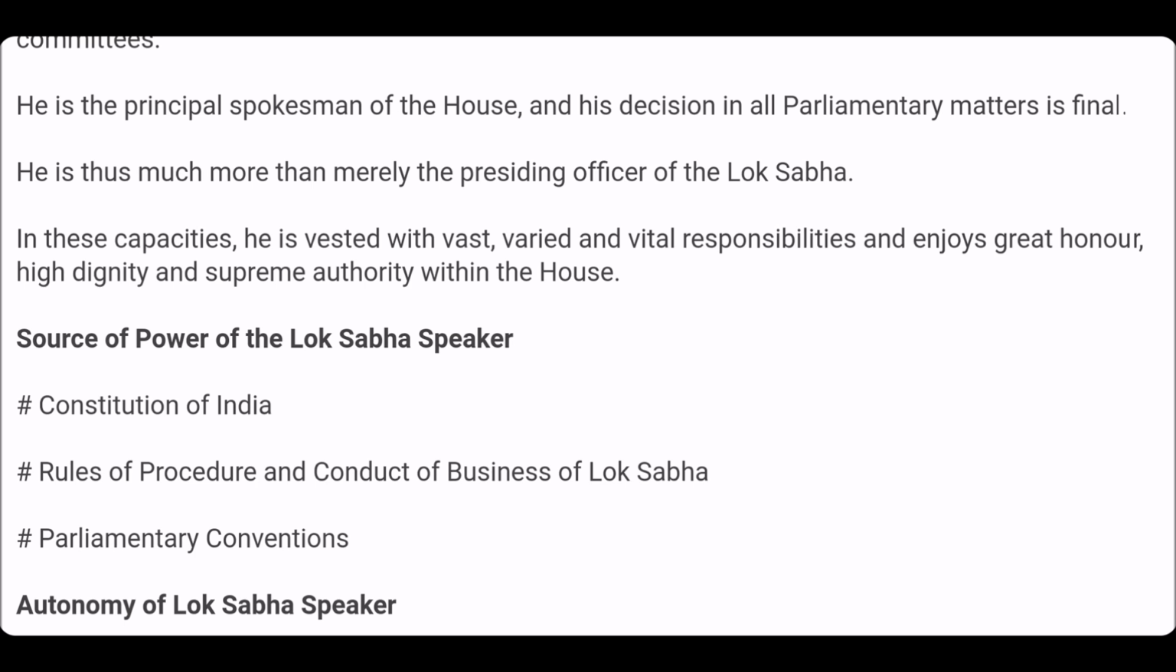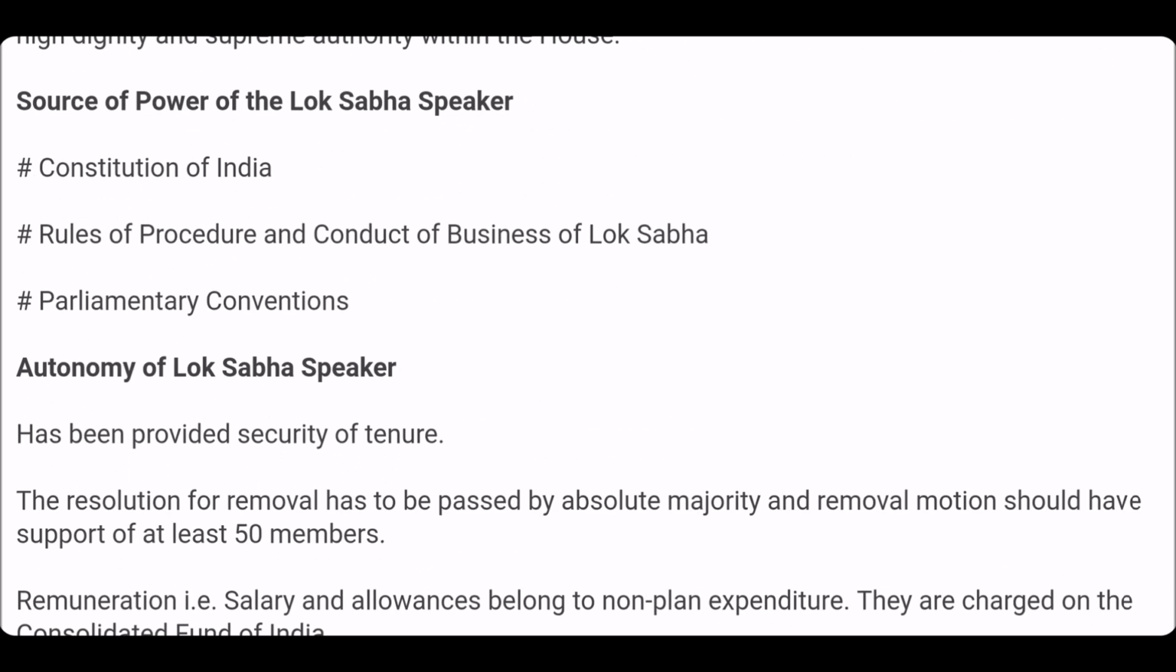The second source of power is the rules of procedure and conduct of business in the Lok Sabha. And third is the Parliamentary Conventions. Parliamentary Conventions basically originate from the United Kingdom, and many conventions are developed from time to time. They are said to be developed from the United Kingdom because the United Kingdom was the first to propound the parliamentary concept. So parliamentary conventions are also a source of power for the Lok Sabha speaker.